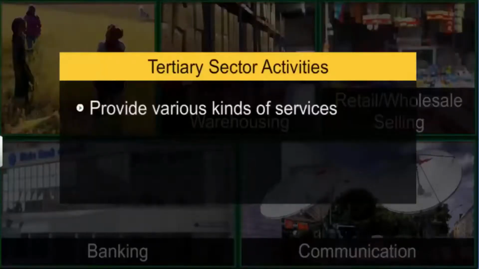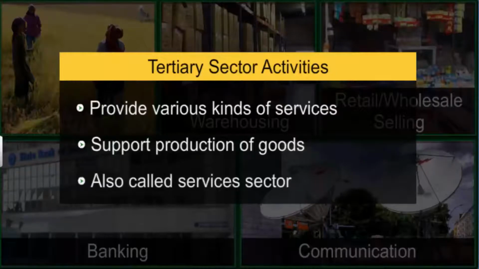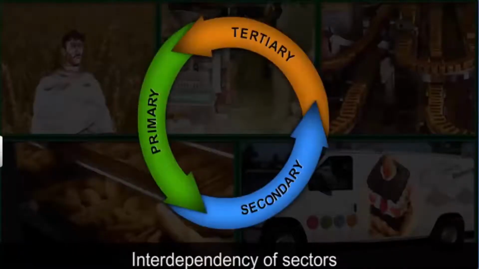Tertiary sector activities provide various kinds of services, including the ones that support the production of goods. Thus, the tertiary sector is also called the services sector. Though the activities of the primary, secondary, and tertiary sectors appear quite different, they are interdependent on each other.